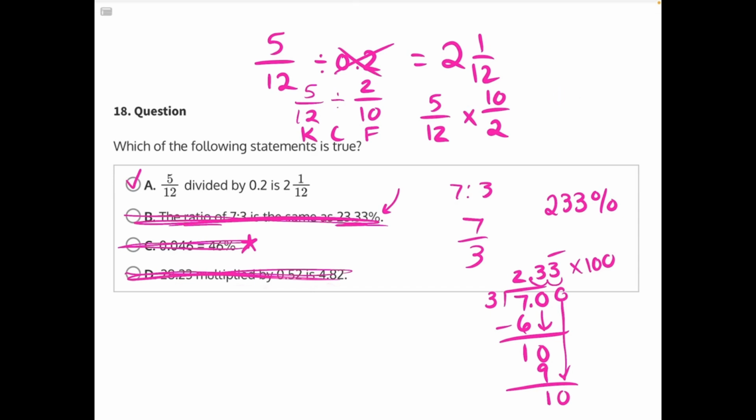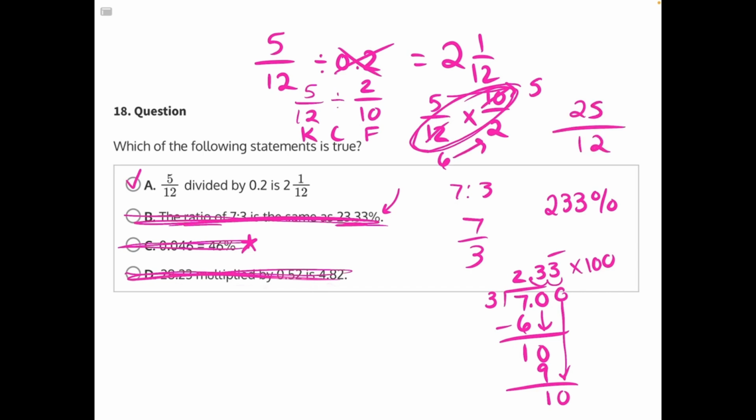We could look at our diagonal here and simplify. 10 and 12 both have a common factor of 2. So if we factor out 2 from 12, we will get 6. If we factor out 2 from 10, we will get 5. So now when we multiply across, we have 5 times 5, which gives us 25 on top, and then 6 times 2, which gives us 12 on the bottom.